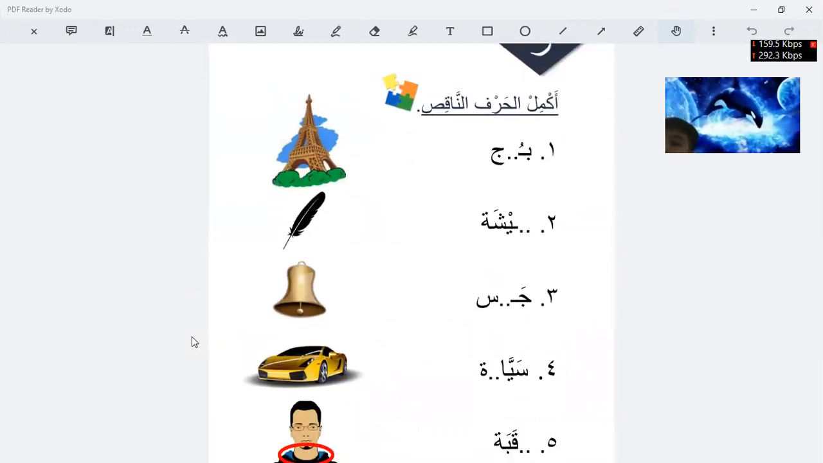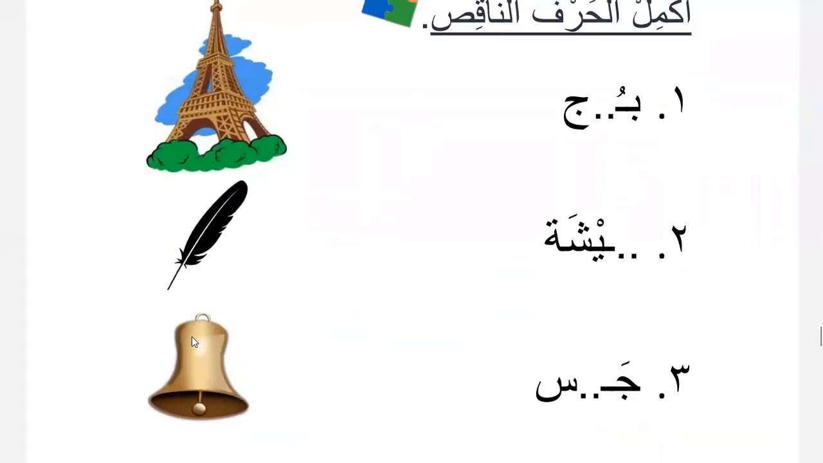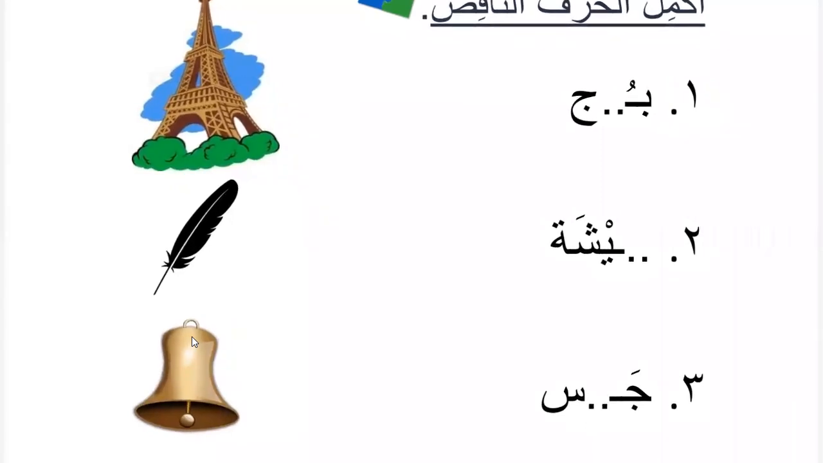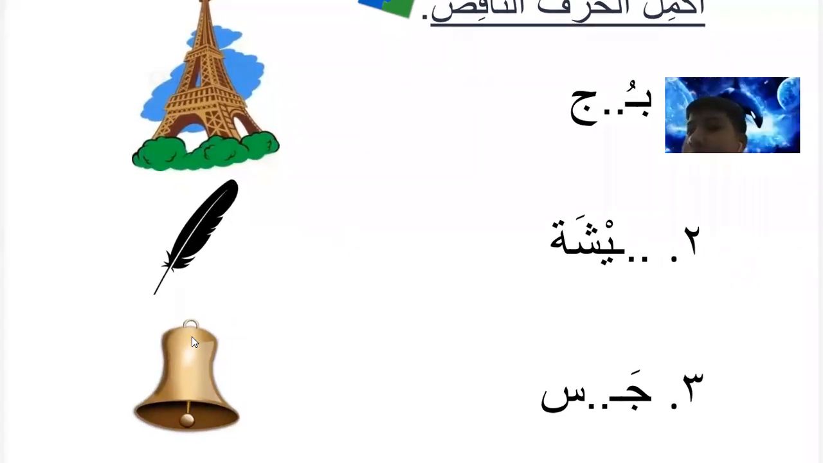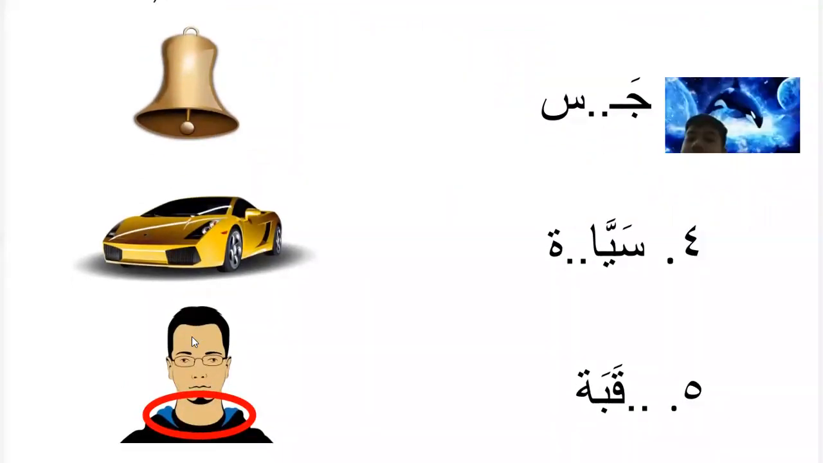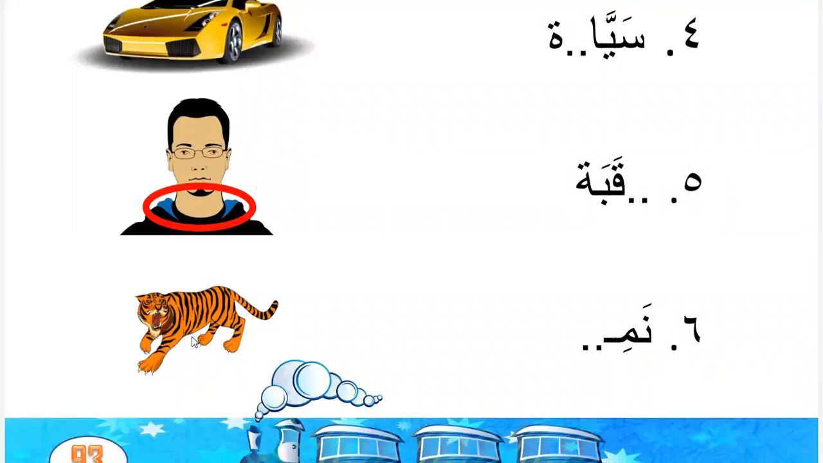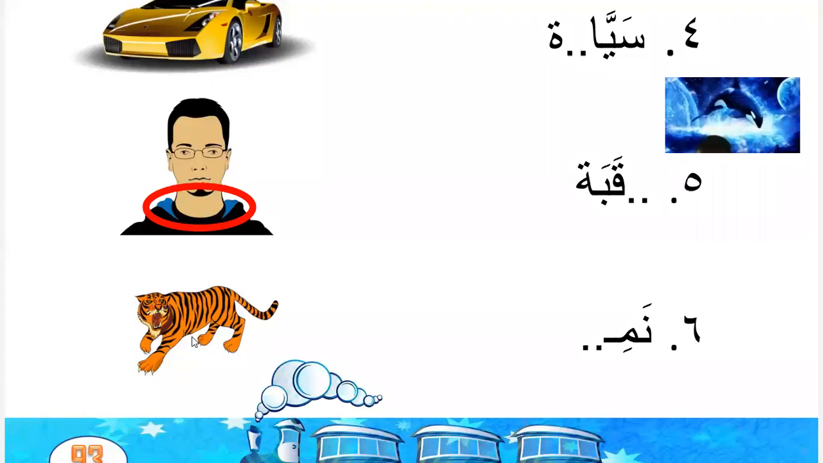Akmil al-harf an-nakis. Complete the missing letter. Burj. Good. And the feather is risha. Risha, okay. Jaras, I think. Jaras. Then the car is sayara. Good. Then the neck is rakaba. Good. Namir.